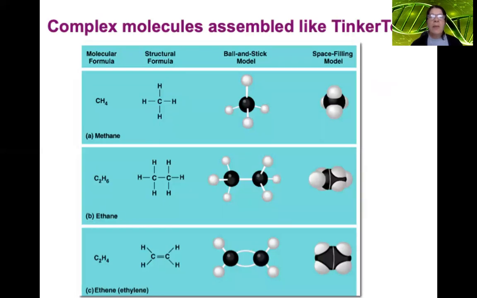Carbon can build complex molecules, and it can literally assemble them like Lego blocks, like Tinker Toys. You can have small units arranged in many different ways and assemble larger and larger and more complex structures. That is the beauty of carbon. What you will see here is the formula for several hydrocarbons: methane, ethane, and ethene.